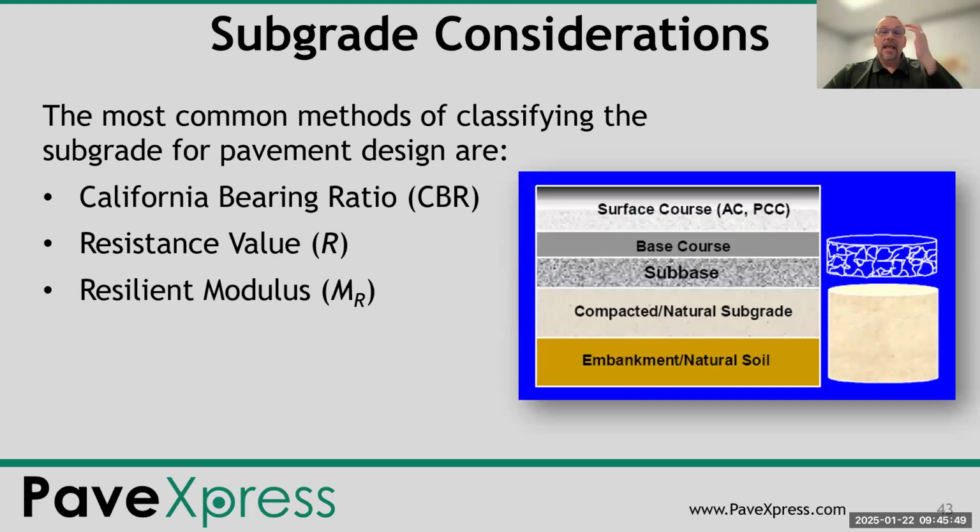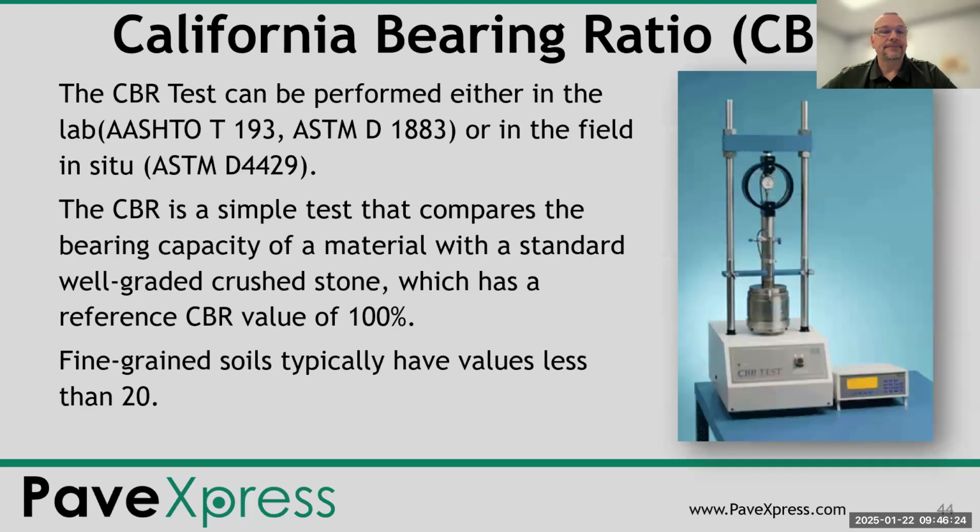So after the subbase is input, the strength of the subgrade is required. This is probably one of the most important parts of the design, that resilient modulus of the subgrade. The user can input CBR, R value, or the resilient modulus, depending on what kind of information they have. For CBR and R value, a correlation to resilient modulus is used. So if you do know those values, the program will calculate out what your resilient modulus is.